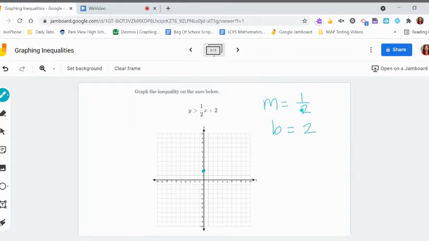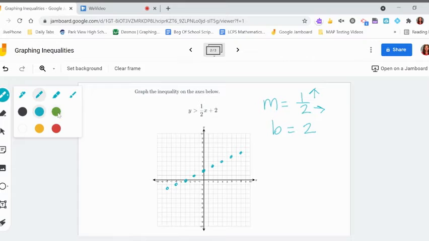My m is 1/2. Since it's positive, I'm going to go up 1 and to the right 2. Up 1, to the right 2. You can keep doing that. You fill in that pattern as much as you can. You don't have to fill in every point, but that should be about good. So there's our line. It's positive, so it's an increasing line.